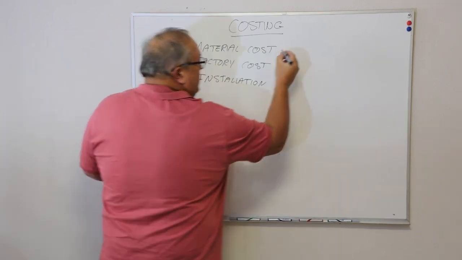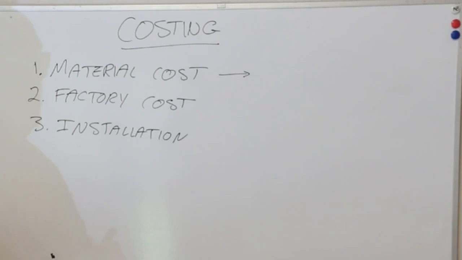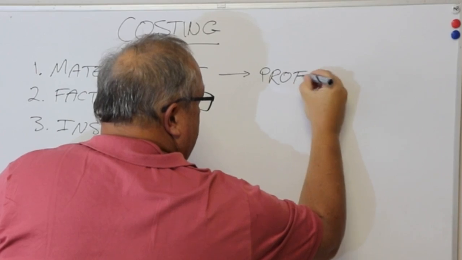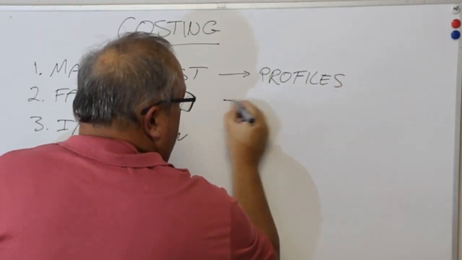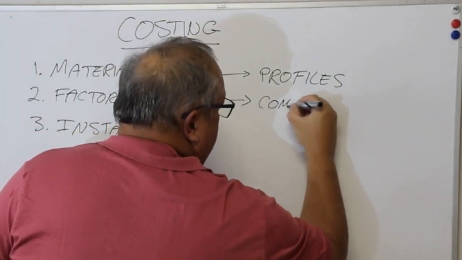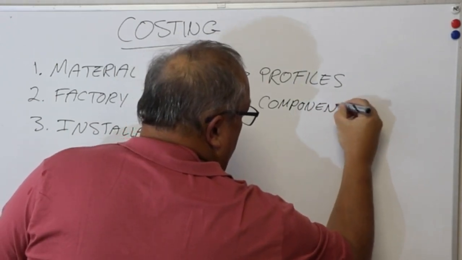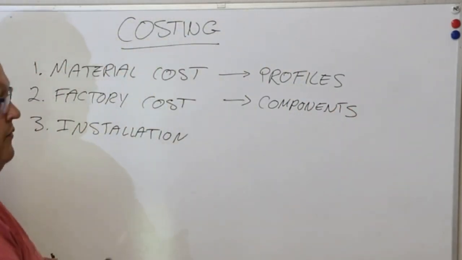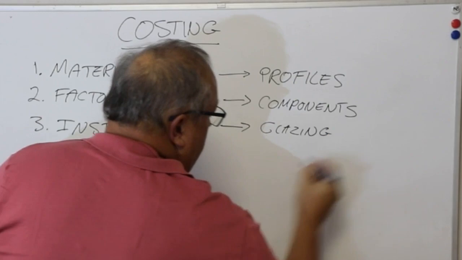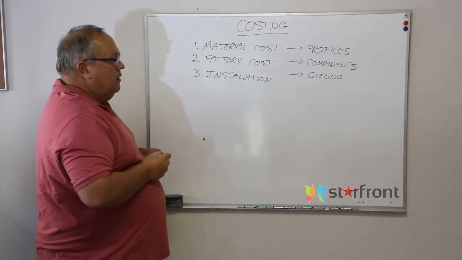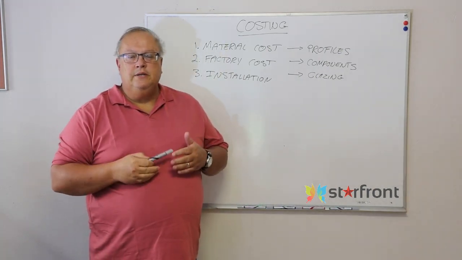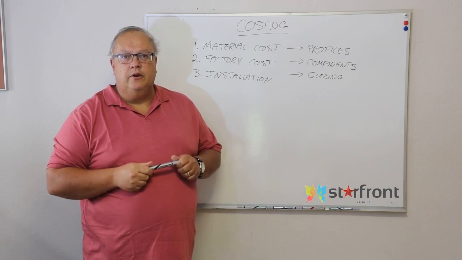Now, to expand on that, your materials are made up of the following. You have the cost of your aluminium profiles. You have the cost of your aluminium components. And you have the cost of your glazing. One of the important things on any costing system is the ability to maintain your material cost prices accurately.